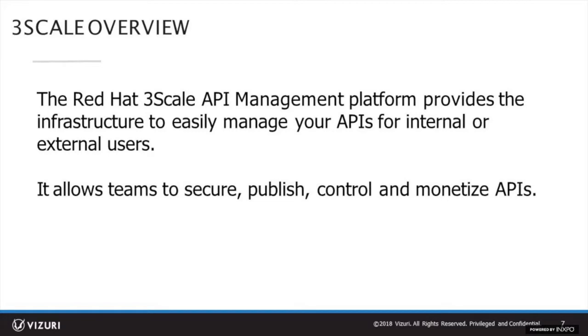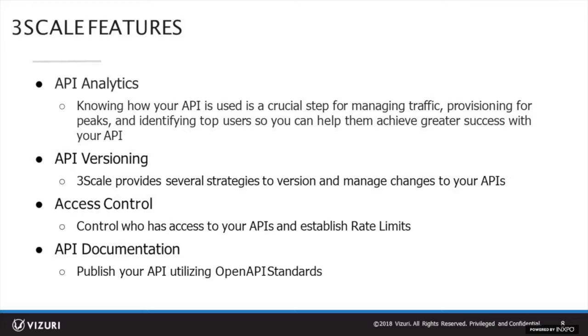3-scale is an API management platform that provides the infrastructure to easily manage your APIs for internal and external users. It allows teams to secure, publish, control, and monetize APIs. Some of the key features of 3-scale include API analytics, API versioning, access control, and documentation.